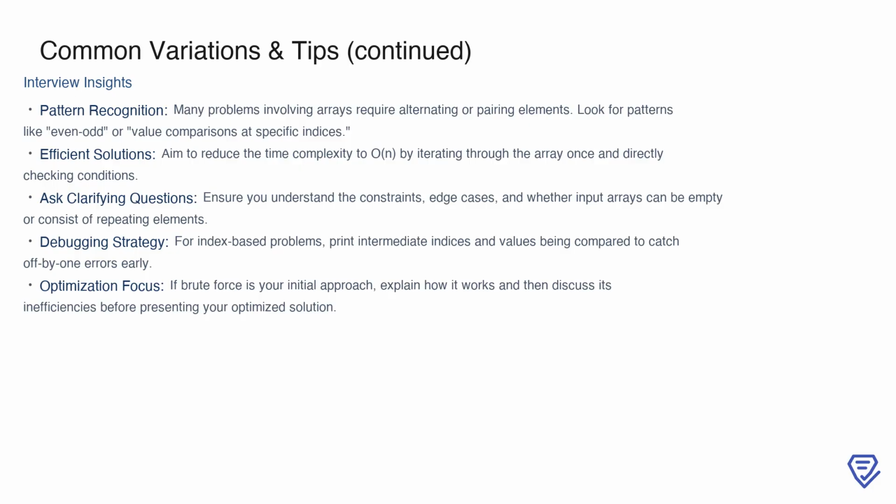In interview settings, recognizing patterns and problems like this one can give you an edge. Many array challenges involve alternating or pairing elements, so watch for patterns like even-odd indices or specific value comparisons. To optimize your solution, strive for an n time complexity by iterating through the array only once and directly applying the necessary checks. Clarifying questions are also key.